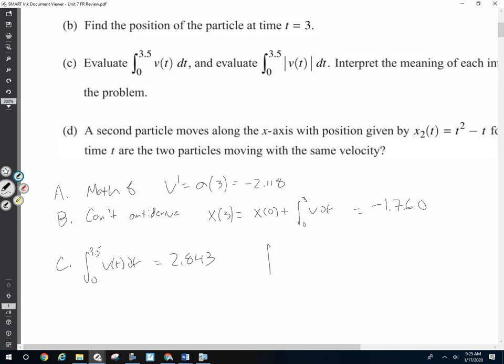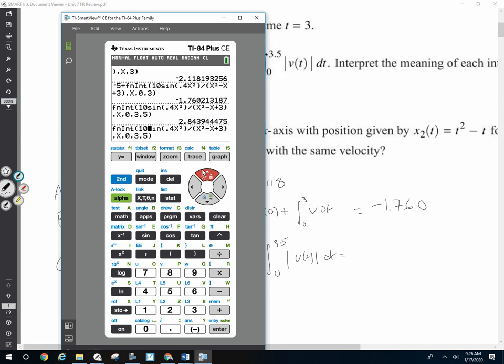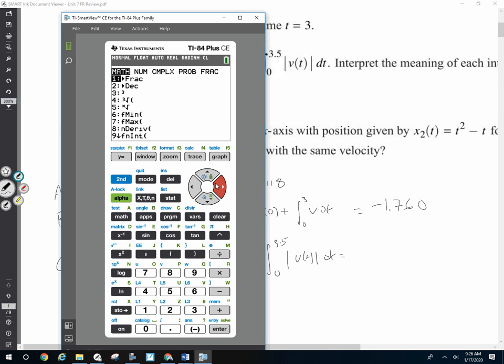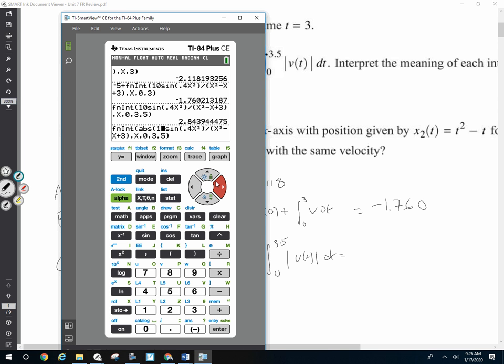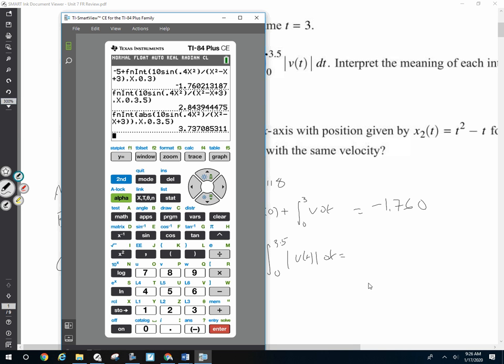And then I'll do the same thing for the absolute value. So pull this back up, second entry. I'm going to insert an absolute value. I'm going to close the parentheses, so I close the argument. If you ever get an argument error, it's because you don't have the right amount of parentheses. So check your parentheses. If you have the newer operating system, this is easier. 3.737.